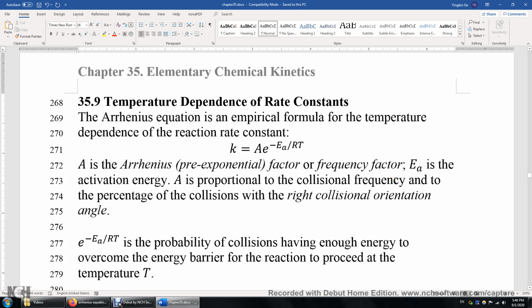Section 35.9, Temperature dependence of rate constants. The Arrhenius equation is an empirical formula for the temperature dependence of the reaction rate constant. So let's look at this formula.